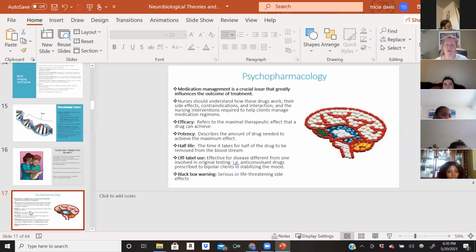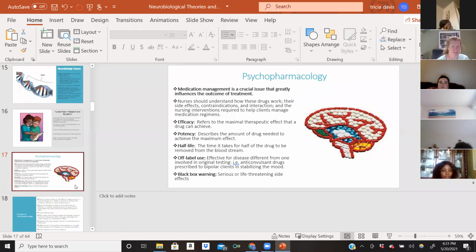We need to know about off-label use. We also talked about this last semester. So this is when one medication is developed for treatment of one disease, but then we find out after it's been used in a variety of people that it also treats this. It wasn't intended to treat this, but it also works for this problem too. And then our black box warning, these are the serious or life-threatening side effects.